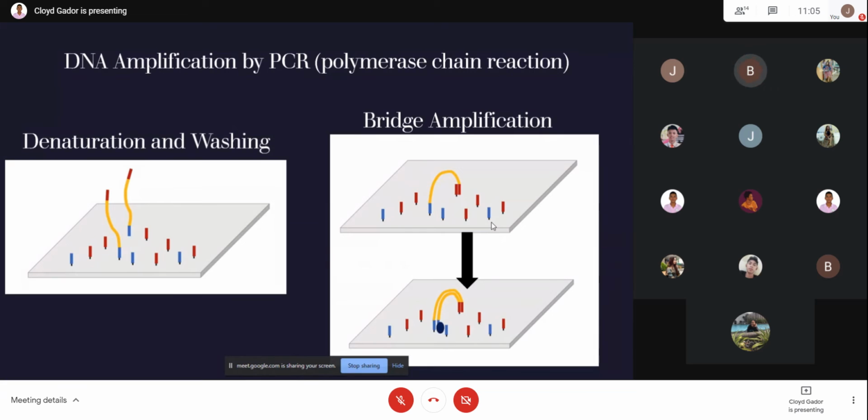Okay, so why is it important in DNA sequencing? DNA amplification using PCR. The main purpose is to create multiple copies of that particular DNA. But why does it need multiple copies before DNA sequencing?